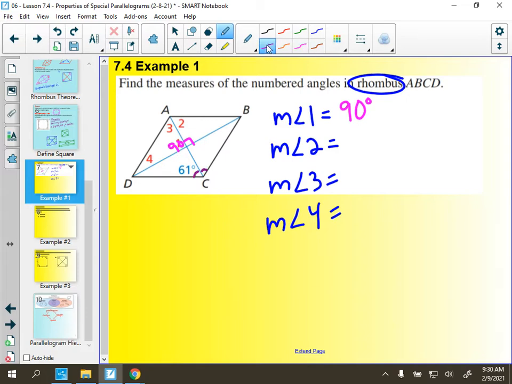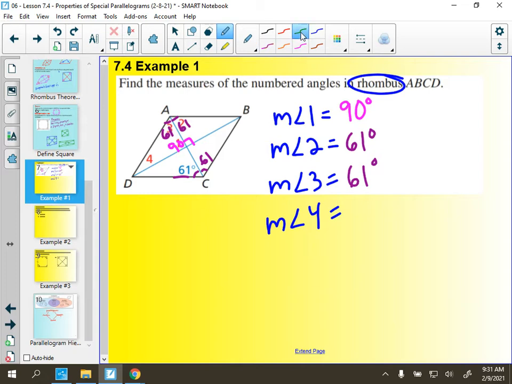So if this is 61 here, this also has to be 61. And then because it's a parallelogram, opposite angles have to be congruent, so 61 and 61 here and here as well. I think I get angles 2 and 3 done really without any work. It's just knowing those properties. Okay, last one, I think I might have to do a little number crunching here.